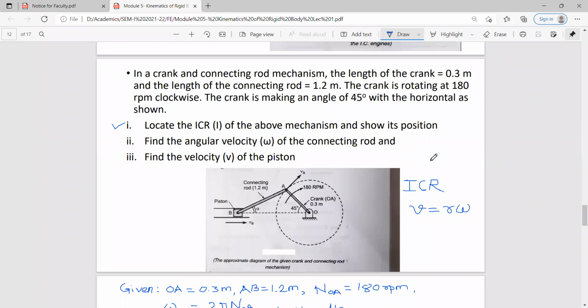It's just geometrical relations, nothing else. We are using only one formula, velocity is equal to r into omega. But what is the theory and concept behind this formula? Circular motion, you must know. Then it becomes simple.